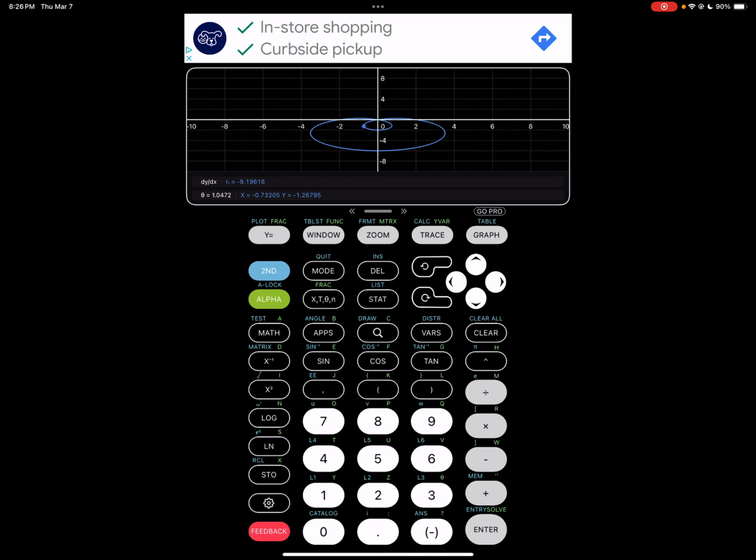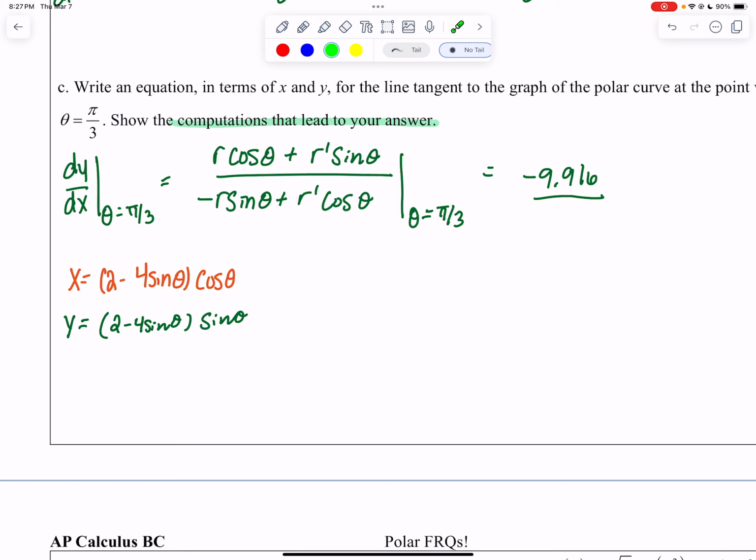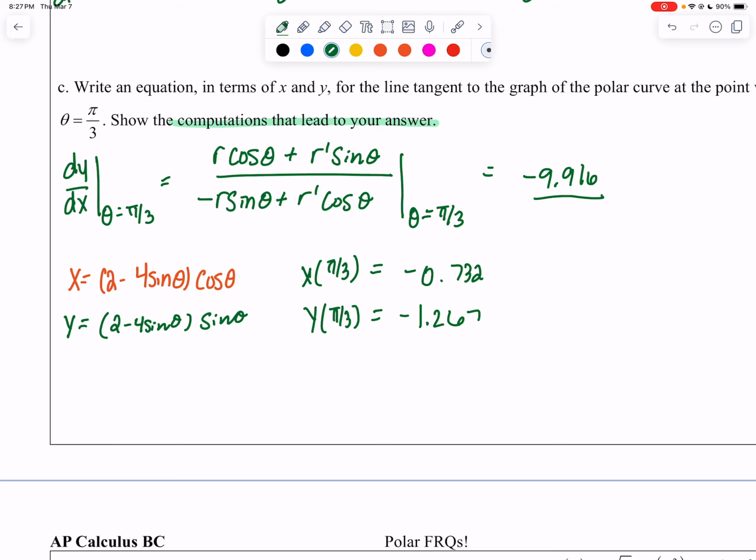I'm not sure if the 84 actually does that for you, but this calculator does. And if the 84 doesn't do that for you, then of course you're just going to plug in pi over 3 and pi over 3 here for x and y. So x of pi over 3 is equal to negative 0.732, and then y of pi over 3 is going to give us negative 1.267.